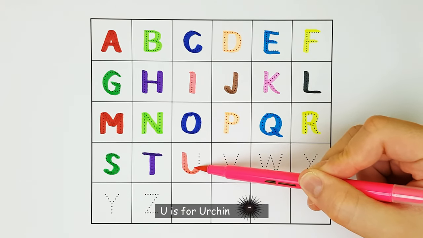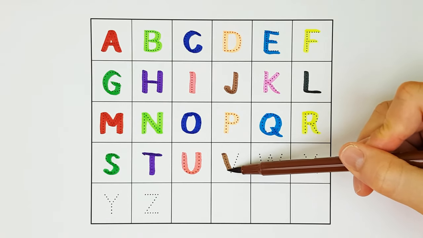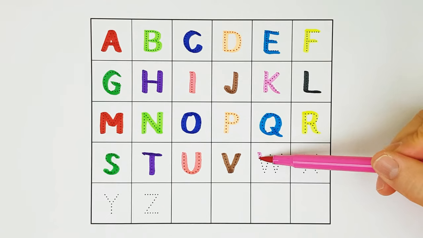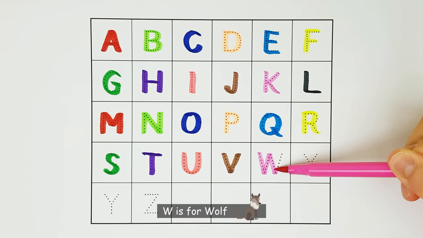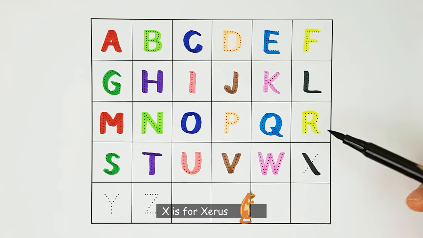U. U is for urchin. V. V is for vulture. W. W is for wolf. X. X is for zebras.